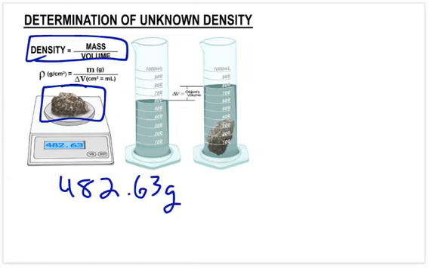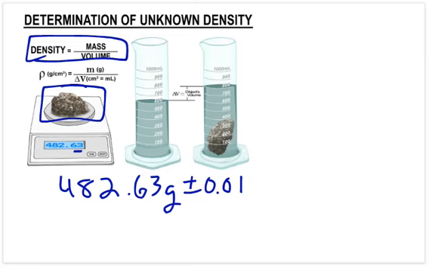Notice I get 482.63 grams. Again, if I wrote down the error on that, it'd be plus or minus 0.01 grams, right? Because that's the smallest unit that's there. I'm actually going to just make sure I keep track of what that error is, and we'll include it here on the end.